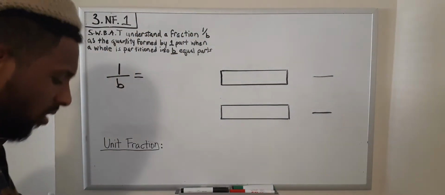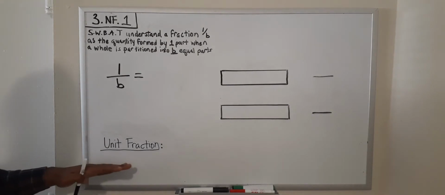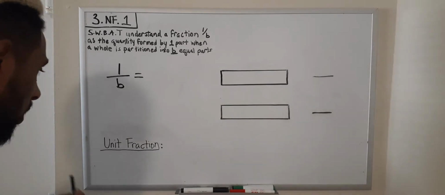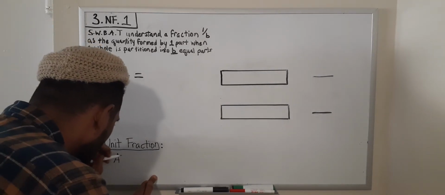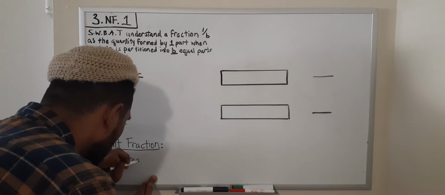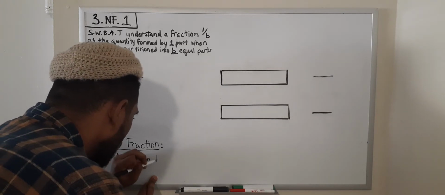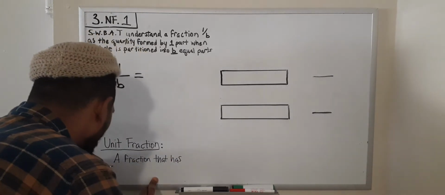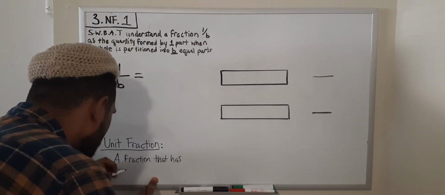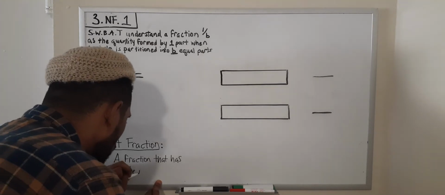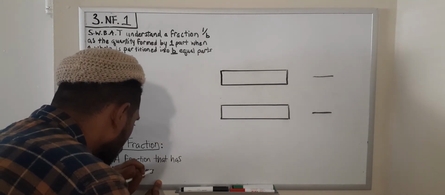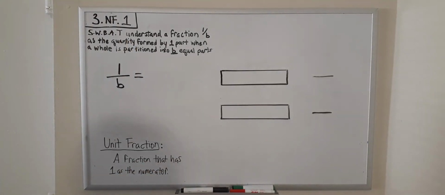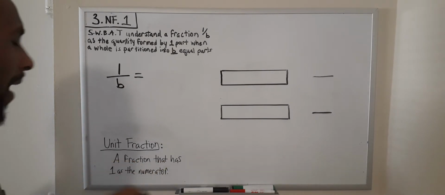So first, let's introduce this new term. As you see here, we have the term unit fraction. Now, a unit fraction is a fraction that has 1 as the numerator. A unit fraction is a fraction that has 1 as the numerator.